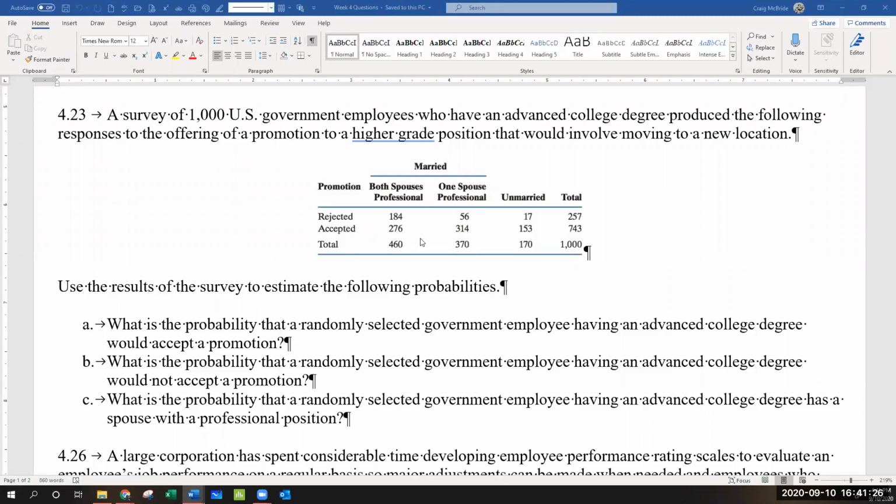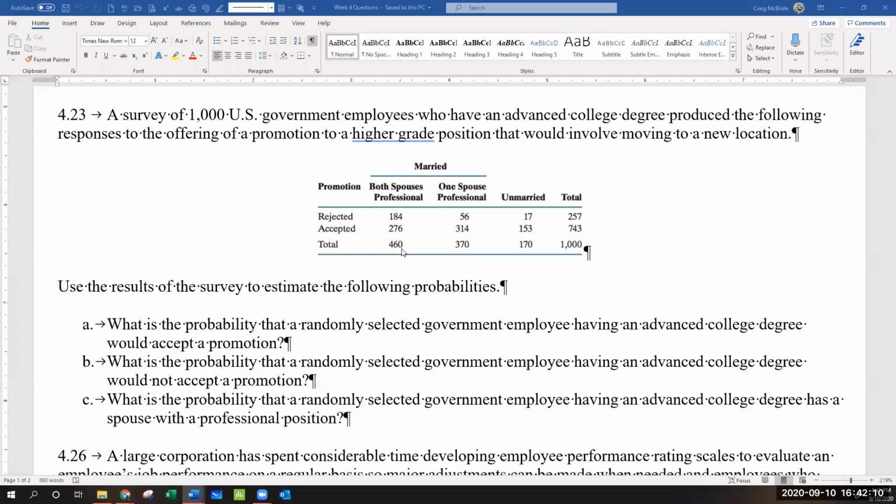Which one of these things represents a government employee having an advanced college degree? I believe it's where both spouses said professional. Both spouses professional. So it should be 276. 276, yeah, over 920. And where'd you get 920? 460. I mean, over 460. I forgot. Yeah, 460. Okay. Yeah, over the total. I mean, accepted. Over the total is 460. 276 divided by 460. That is not the correct answer.